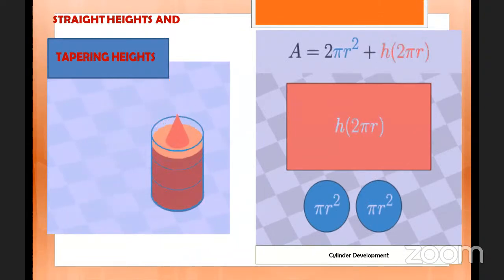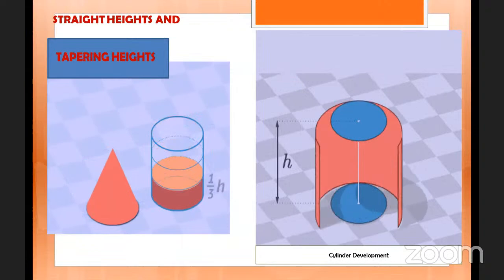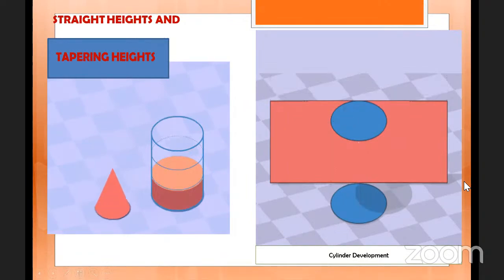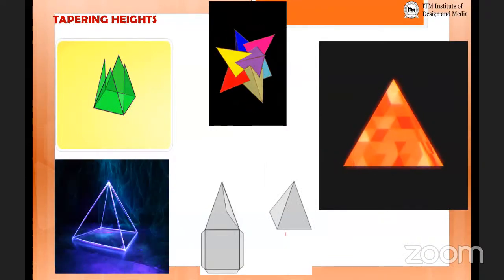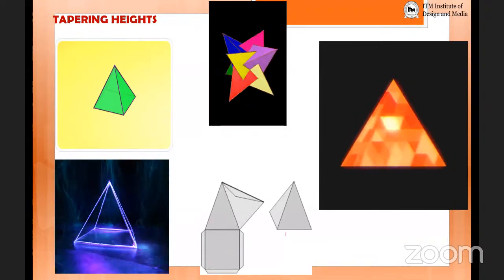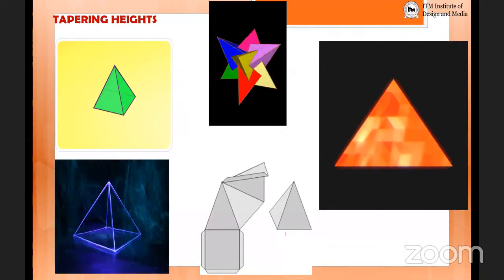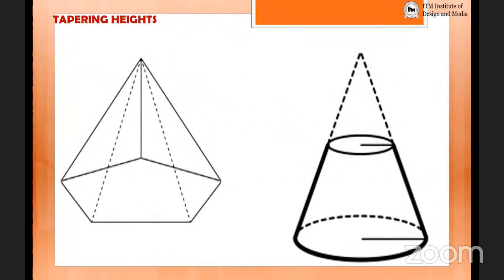Just soak in the information: how from a cylinder you will get a cone. And then from a square base or a cube or cuboid, you will get a pyramid. So tapering heights. With form, you were thinking only of straight heights, but no, you can have tapering heights also. So cones and pyramids, all kinds of cones and pyramids. See, a pyramid with a pentagonal base, and a pyramid with a circular base is called a cone, right?